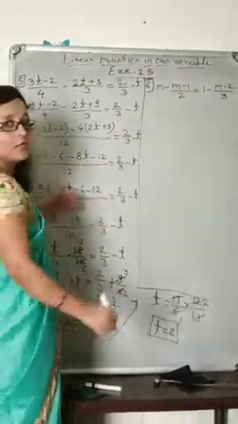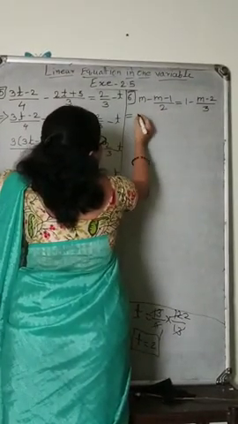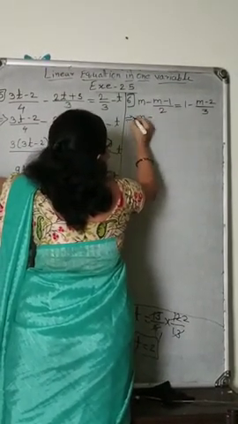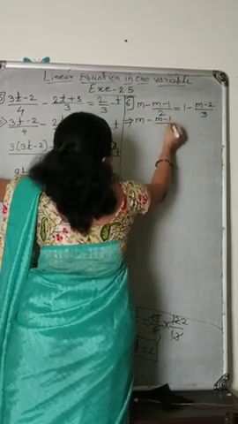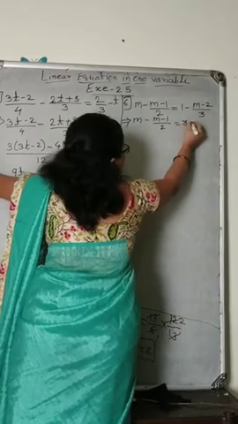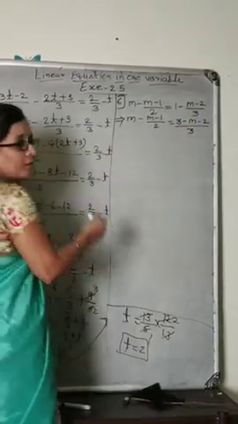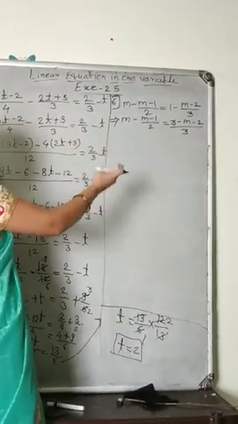Now we will go to the 6th question. The 6th question is m minus, means first we will write the question. m minus 1 divided by 2 is equal to, now these 3 can multiply to here. That means 3 minus m minus 2 divided by 3. 3 minus m minus 2 will come.